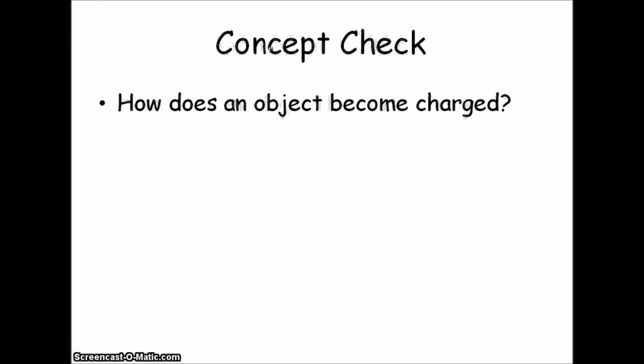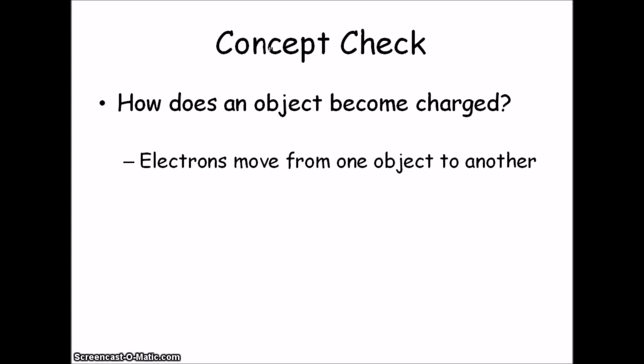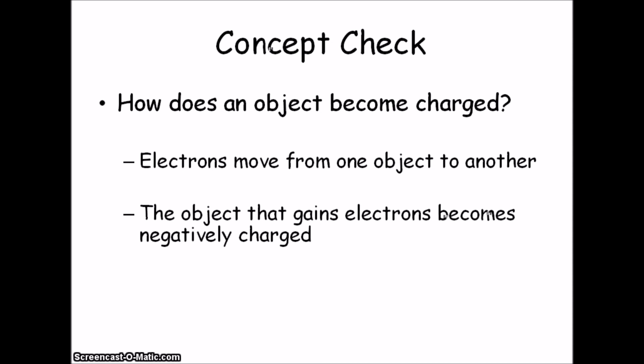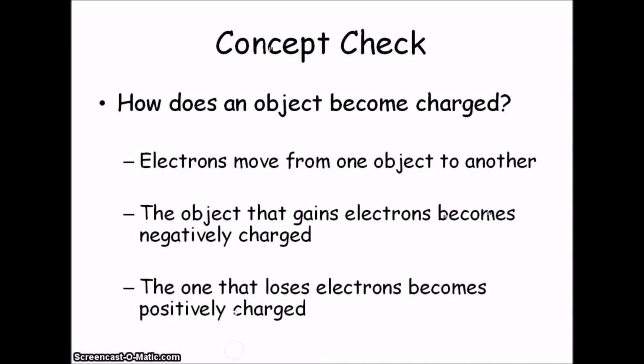So let's see what you remember. So how does an object become charged? Well, electrons move from one object to another. The object that gains electrons becomes negatively charged. The one that loses electrons becomes positively charged.